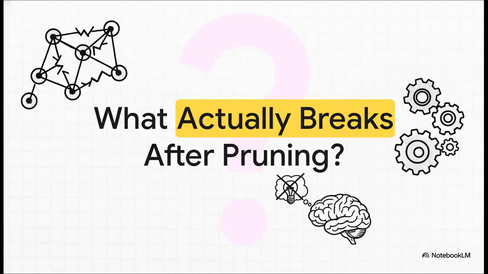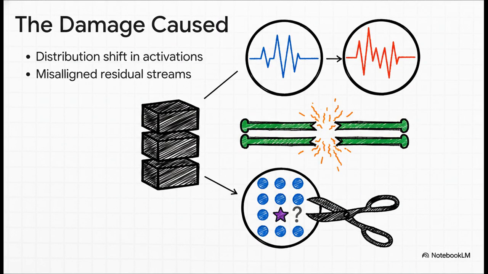So this is the million-dollar question, right? When we chop out all those parameters, what is the actual mechanical failure that causes performance to just drop off a cliff? Because it's not as simple as just saying, oh, we made the model dumber. It's more nuanced than that. The damage is actually pretty specific. First, you get this distribution shift. The signals that are bouncing between the layers of the network, we call them intermediate activations, they start to look different. The next layer is expecting one thing and it gets something else entirely. Second, those residual streams, which are like these information superhighways that let data skip layers to preserve context, they get all misaligned. And finally, the model might just lose the ability to spot rare but really important features because the specific neurons that handled those are now gone.